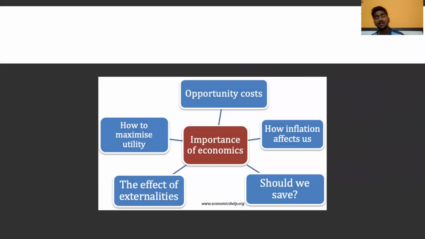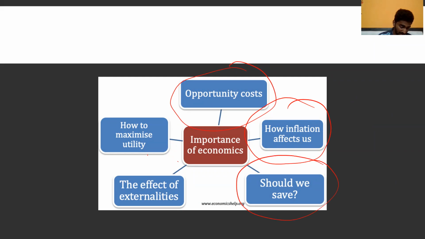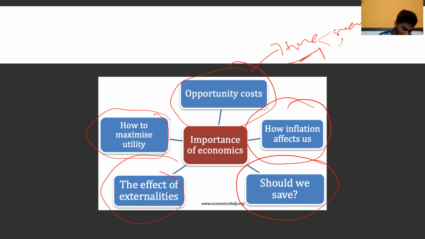As we can see here, the importance of economics. We get to know about opportunity costs, how inflation affects us, whether we should save, the effect of externalities, and how to maximize utilities. As we have discussed earlier, opportunity cost is utilizing the opportunity properly. Consider time, which we can divide into leisure, study, work, and miscellaneous. Choosing one of these affects the others. I can study now, which gives me work later, or work now, which gives me money, or spend leisure time, which also has an effect.